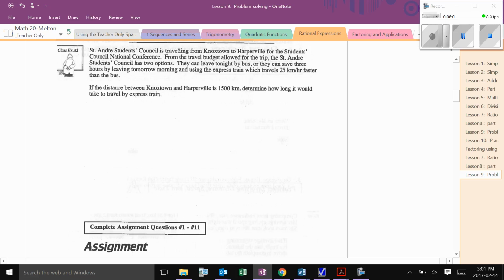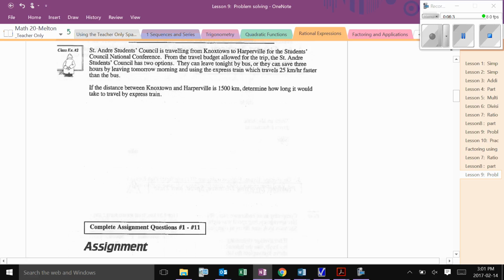And from that travel budget, they've got 2 options. They can go by bus, or they can save 3 hours and use the express train, which travels 25 kilometers per hour faster than the bus. The distance between the 2 towns is 1,500 kilometers. So how long is that going to take to travel by train specifically?